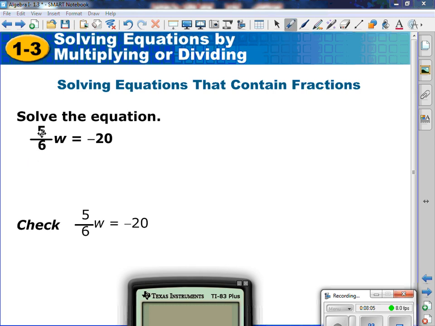What's the reciprocal of 5/6? 6/5 here, 6/5 there. Just so you see, 5 divided by 5 is 1. 6 divided by 6 is 1. I'm just left with 1w. What does 20 mean as a fraction? It means 20 over 1.